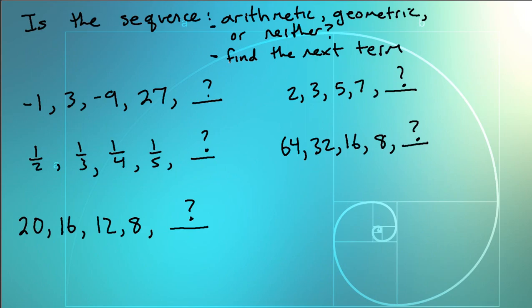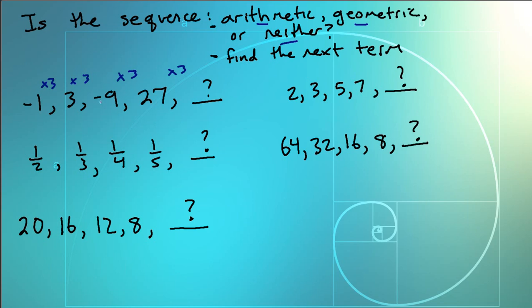So let's take a look at a few examples that are all mixed up. Now we're asked, is this arithmetic, geometric, or neither? And I'm going to add to it, if it's arithmetic or geometric, what is that common difference or ratio? So if I look at the first one, it looks like times 3 right off the bat.